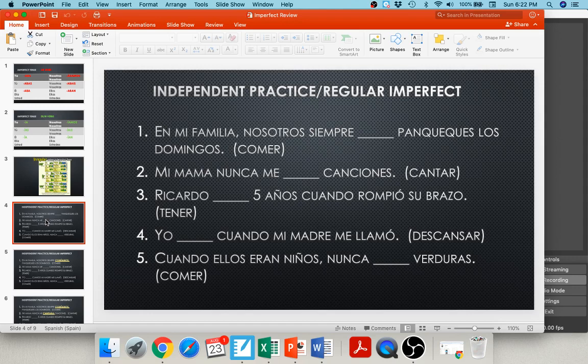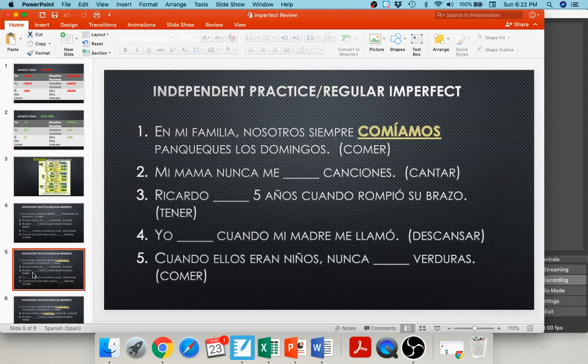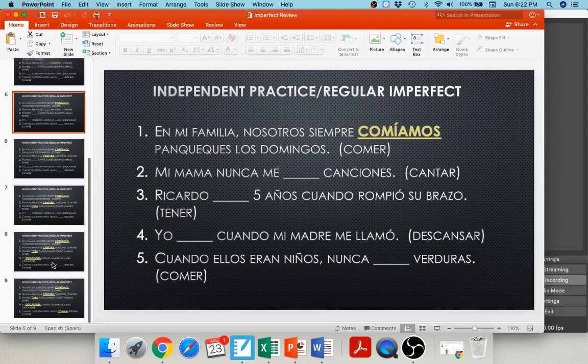So our verb here is comer, to eat. You know that our subject is nosotros, or we. We're going to chop off our ER in comer, because it was an ER verb and we're using the appropriate nosotros ending here of íamos. Our final answer should end up as En mi familia nosotros siempre comíamos panqueques los domingos. We always use the comíamos. Okay? I'd like for you now to pause your audio and please give numbers 2 through 5 a try. When you're ready, you can unpause.